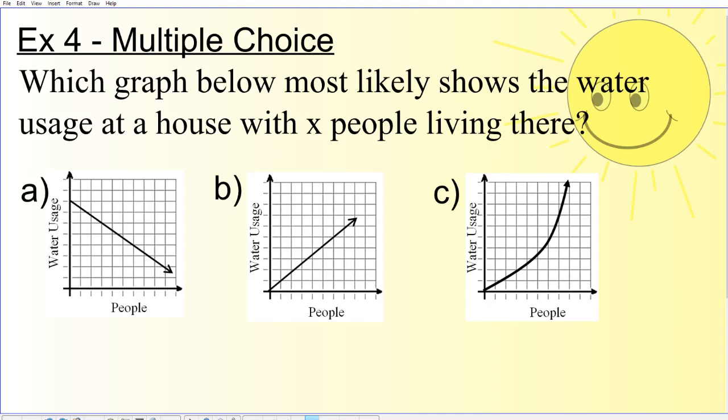Last example, multiple choice. Which graph below most likely shows the water usage at a house with X people living there? Okay, so go ahead and think about it for a second. Get your answer, and don't just circle one. Why did you pick the one you picked? You got to understand the thinking behind it. So do that. When you're ready to continue, hit play, and we'll go through it together.